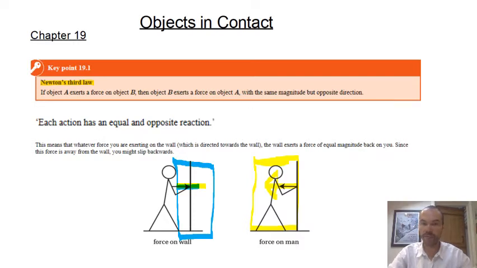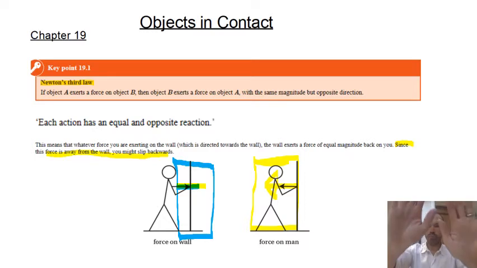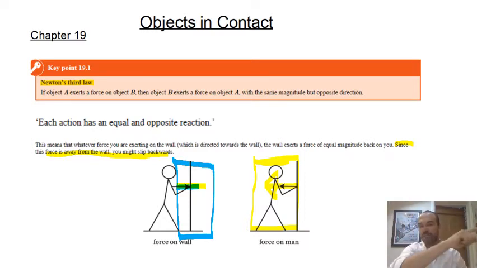Okay, and this bit here I'm trying to make sense of what they mean by since the force is away from the wall you might slip backwards. I guess if you're pushing hard enough you might find just your feet slipping back away from you. That's the only sense I can make of that sentence.